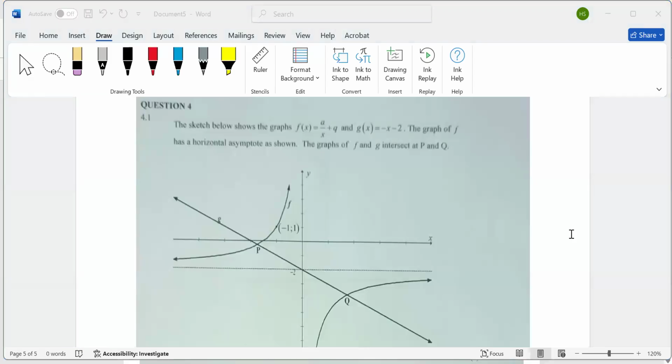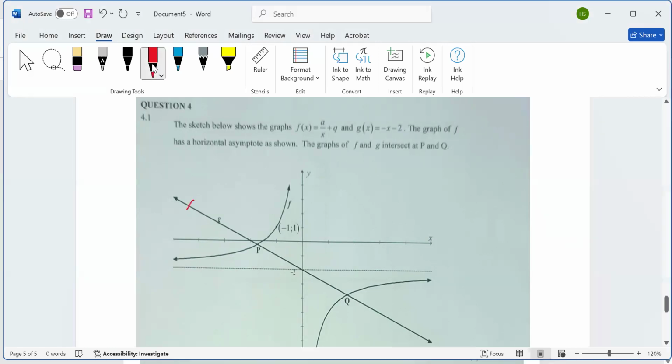So the sketch below shows a graph of a hyperbolic function and a straight line. For the hyperbolic function, you are given variables a and q. For the straight line, you are given -x minus 2, which is a straight line. If you were to highlight it, this is your straight line, the one represented by -x minus 2.